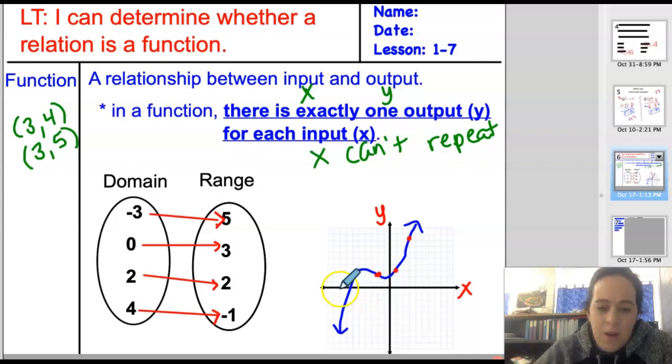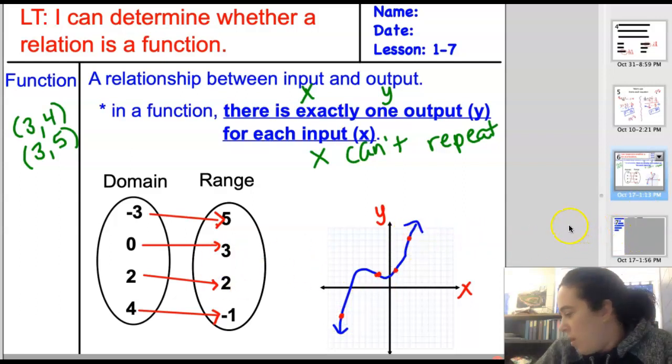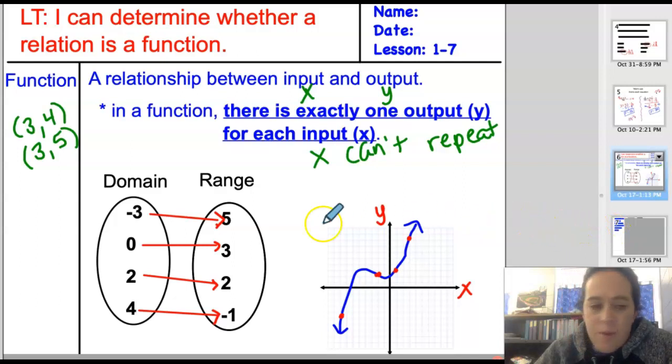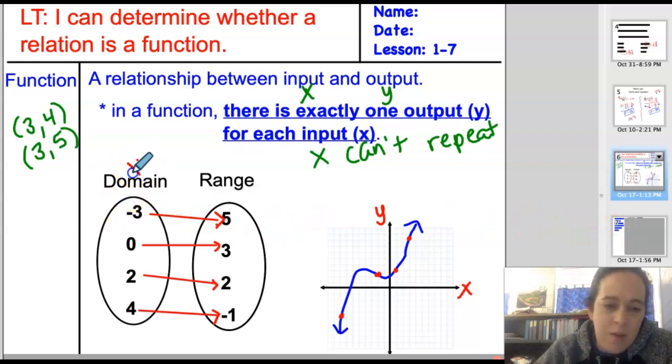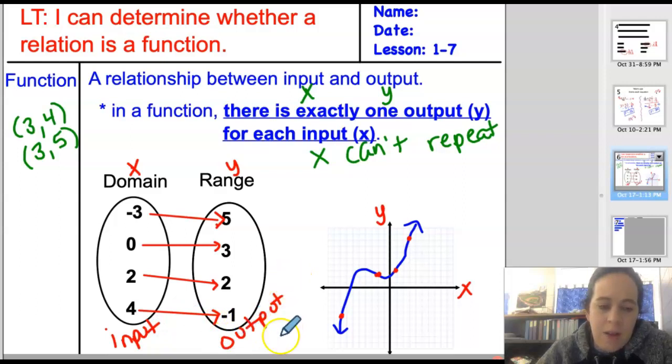All the way over here, I go like negative 7 or 8, and I go down and I have one y value. So these are all functions. Okay, so really what we're going to do is talk about our functions. Remember, domains are your x values, ranges are your y values. We can talk about domains as my inputs, right? Ranges are my outputs. We're going to talk about a lot of that in our lesson today.